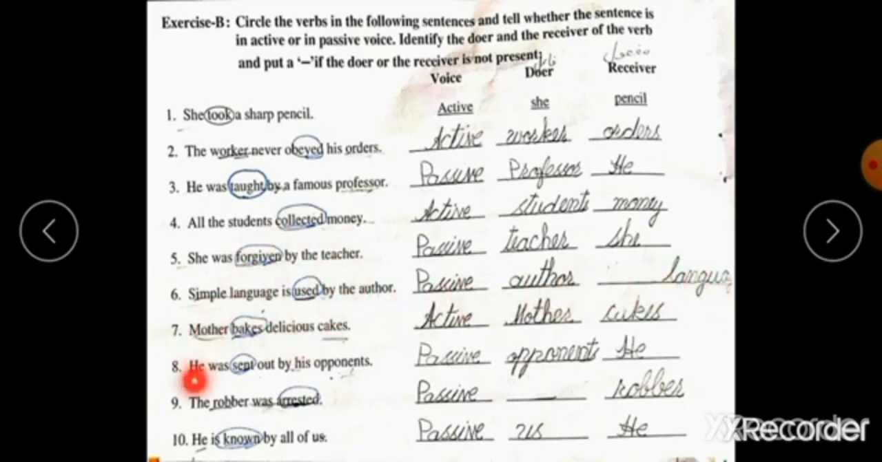And used is verb. Mother bakes delicious cakes. Active voice. Mother is doer while cakes is receiver. He was sent out by his opponents. Passive voice. Opponents is doer while he is receiver.